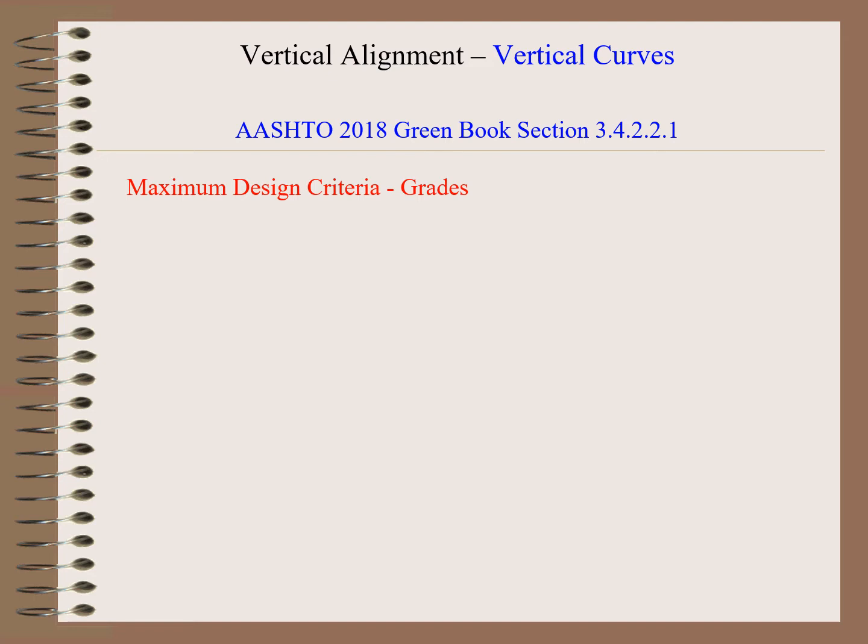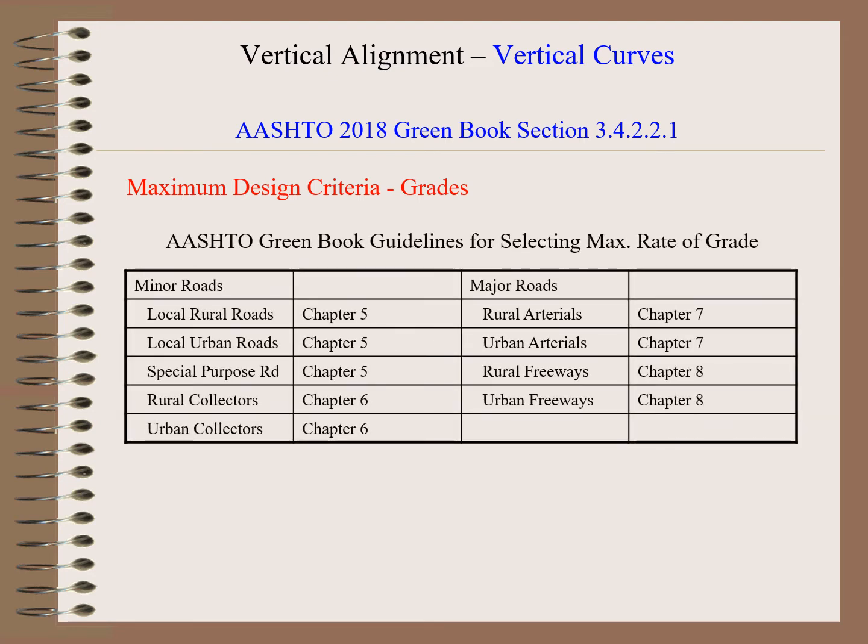Maximum design criteria on grades. The chart below summarizes the AASHTO Green Book guidelines for selecting a max rate of grade. Minor roads, local rural roads, local urban roads, and special purpose roads can be found in Chapter 5. Rural and urban collectors are in Chapter 6. Major roads, rural arterials and urban arterials are in Chapter 7. And then rural freeways and urban freeways are in Chapter 8.